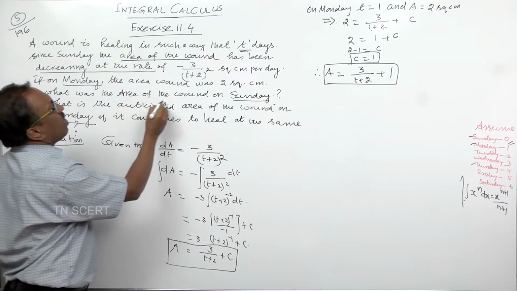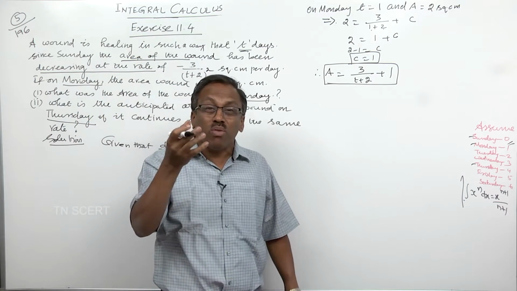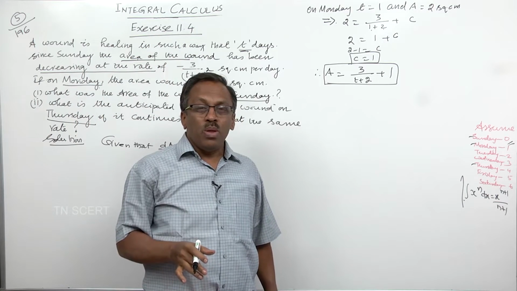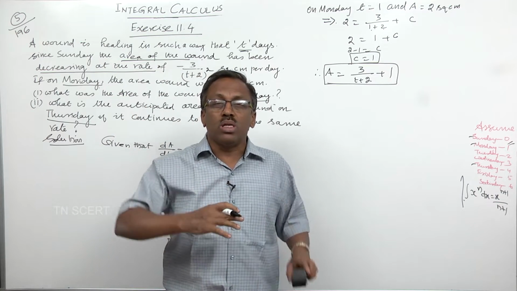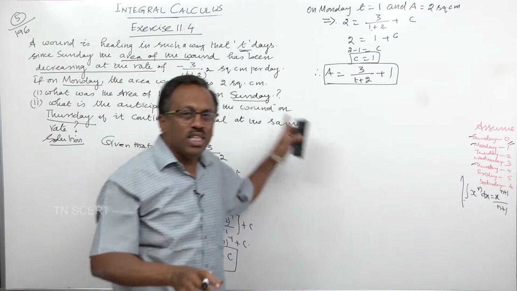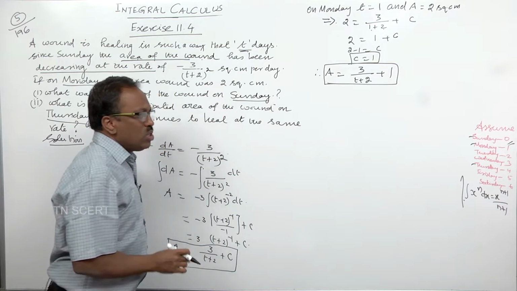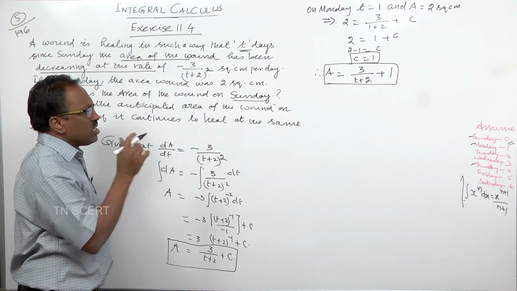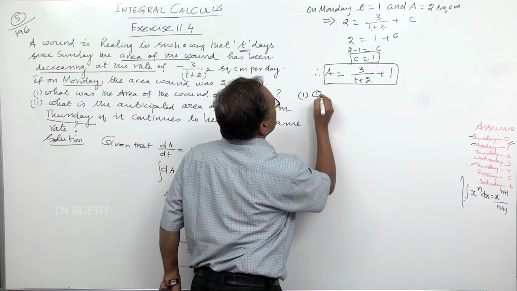What was the area of the wound on Sunday? That means what would be? See, we would have calculated for Sunday. The wound was from some other day, Sunday only it was calculated like this much, and for Monday this is the calculation. So what we can take on Sunday, the first question, what was on Sunday?